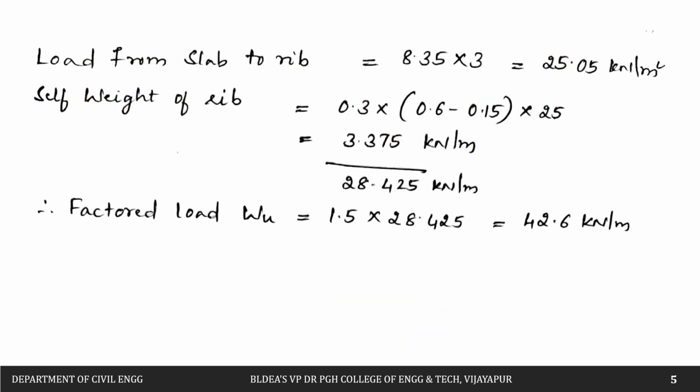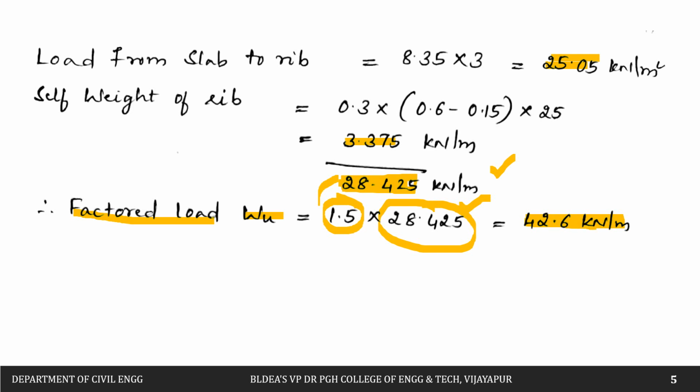Then next, if you add up the 25.05, that is the load from the slab to the rib, as well as the self weight of the rib, 3.375, we get 28.425 kilonewton per meter. Then next we'll multiply this by a factor of safety, that is 1.5. Therefore the factored load WU is equal to 1.5 multiplied by 28.425. So we'll get 42.6 kilonewton per meter.